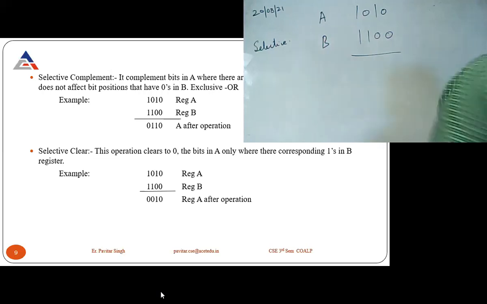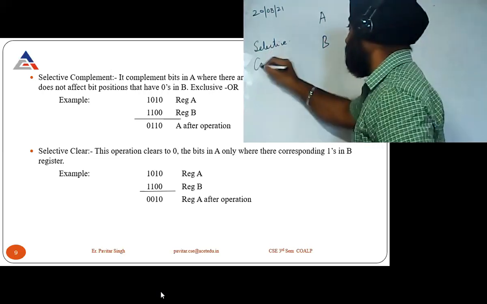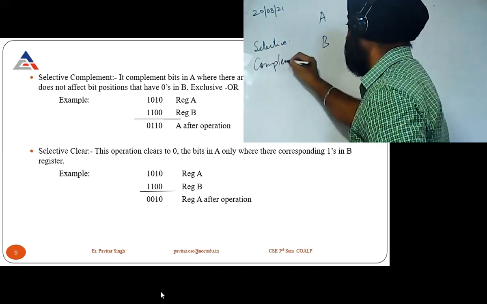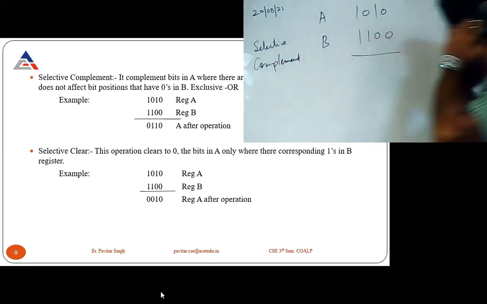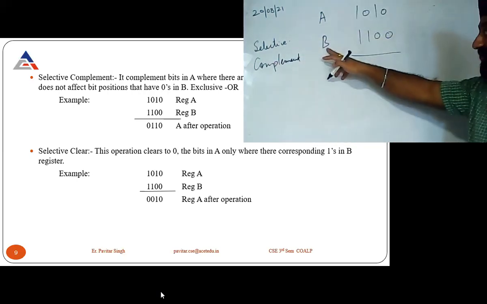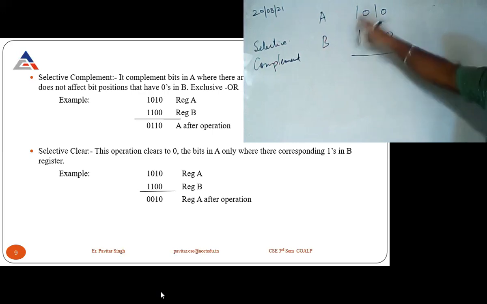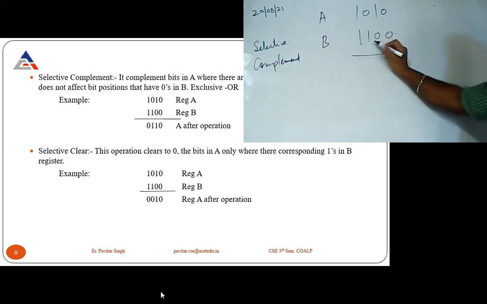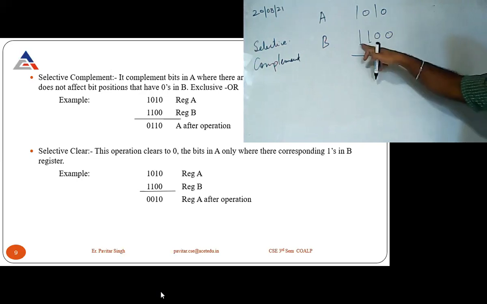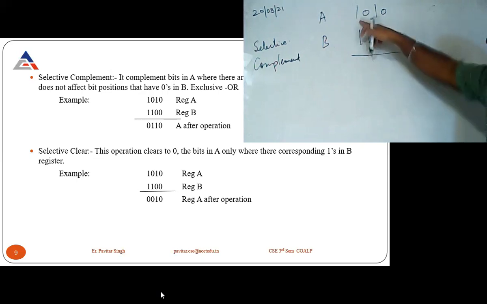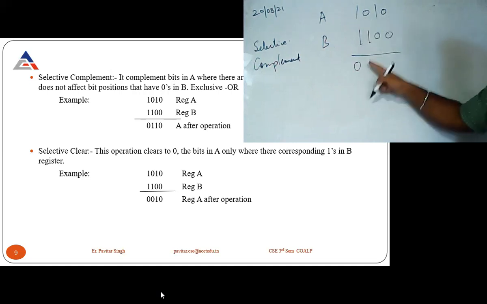So here the operation is selective complement, right? Again you need to check the bit for B and complement the corresponding bit of A. So here you will have 1 and 1, right? So the corresponding bit of this one is 1, so it will be 0. Its complement, that is 0.